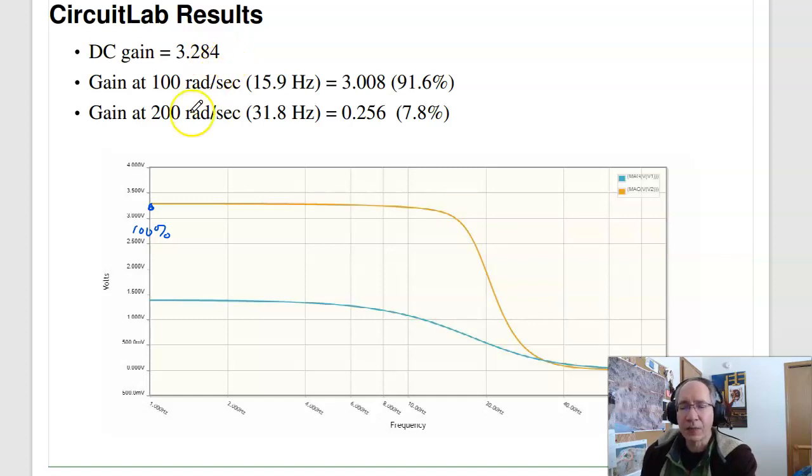To check, I could sweep gain versus frequency to verify and meet the requirements. What I really care about is what's the gain at 100 radians per second, 15.9 hertz. This is 3.08, which is 91%. It needs to be at least 90%. That meets the requirement. At 200 radians per second, which is 31.8, the gain's got to be less than 10%. It's actually 7.8%. That meets the requirements. So from CircuitLab, it looks like this circuit does meet my requirements.